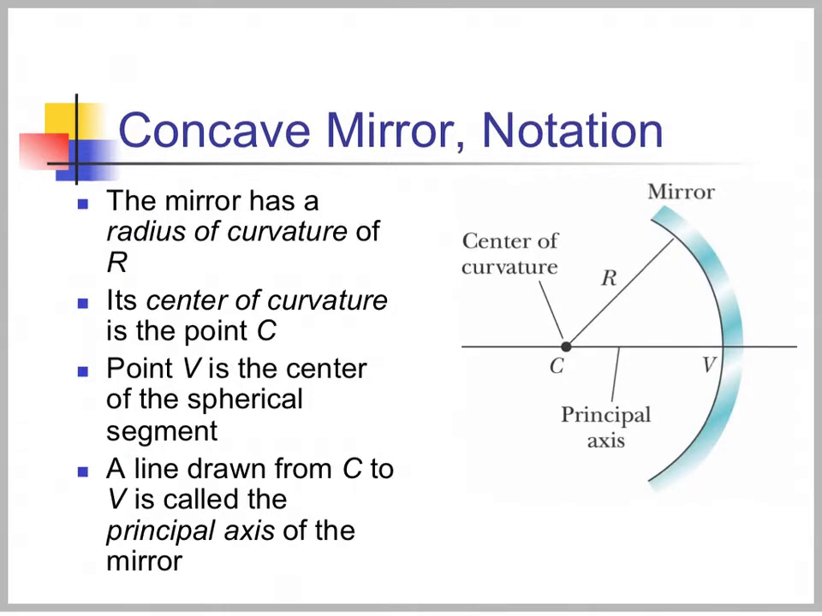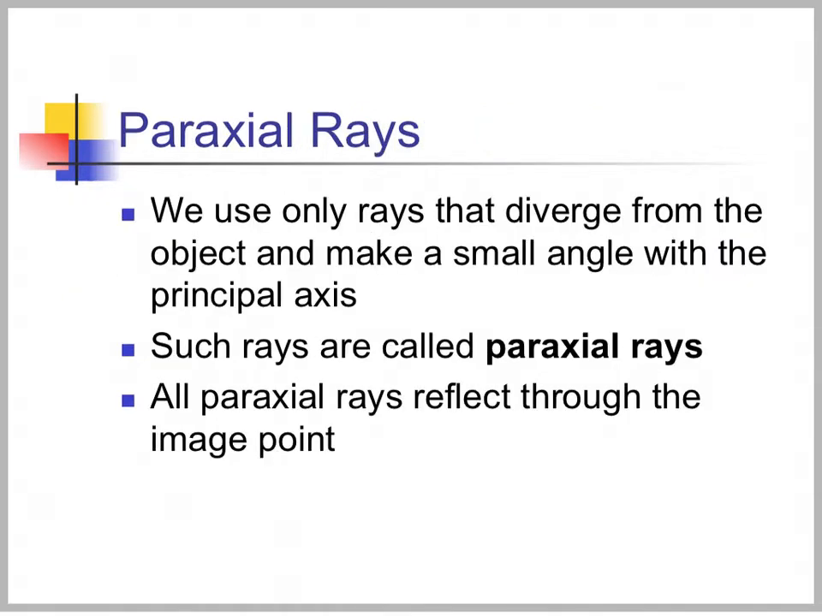So some other notation with a concave mirror is that it has a radius of curvature R. Point C is called the center of curvature, and point V is the center of the spherical segment. The line that goes from the center of curvature to the center of the spherical segment is called the principal axis, or the optical axis, of the mirror. Now, we only use rays that diverge from the object and make small angles with the principal axis. Those are called paraxial rays, and paraxial rays reflect through the image point.